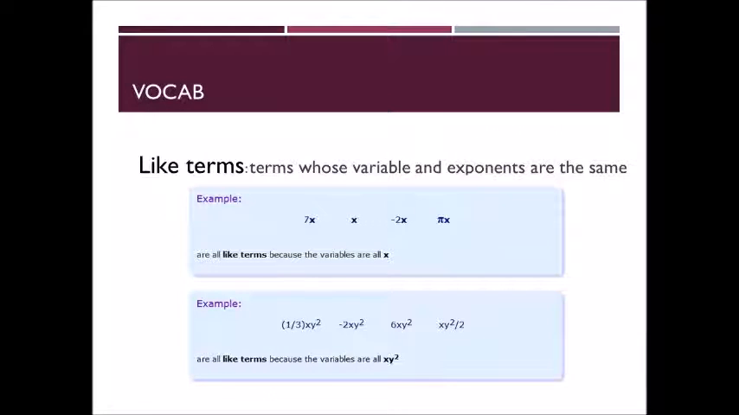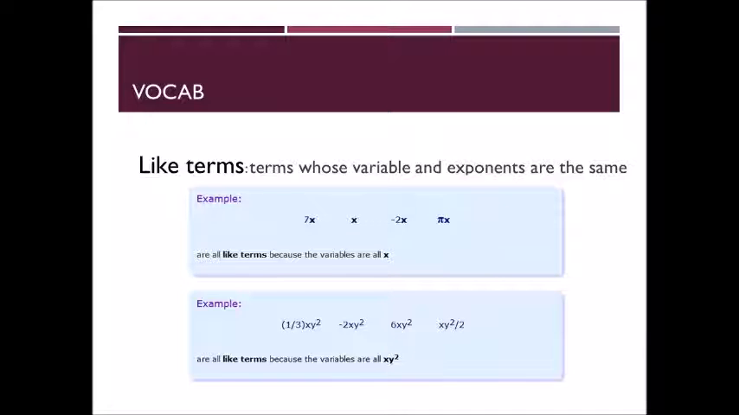Before we get into the meat of the lesson, let's make sure we have our vocab down pat. We're going to be talking a lot about like terms. If we say two things are like terms, this means that they have the same variable and the same exponent. Here are some examples of like terms.